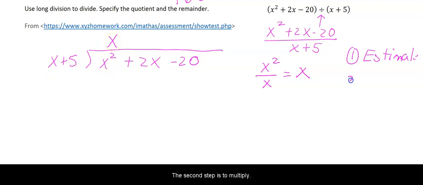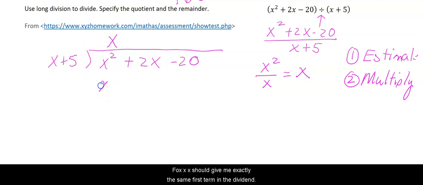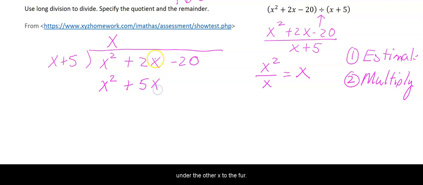The second step is to multiply. Now we take our estimate and we multiply by the actual divisor. X times x should give me exactly the same first term in the dividend. X times positive 5 gives me a plus 5x, which I will line up under the other x to the first term.